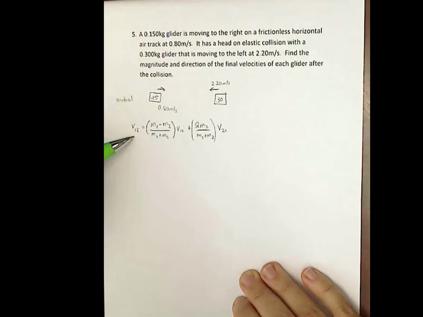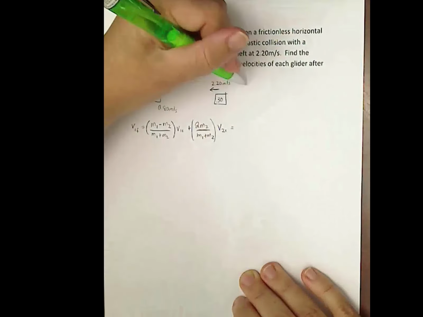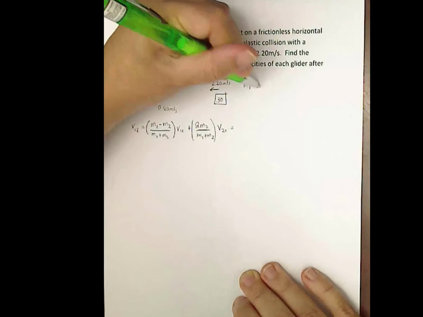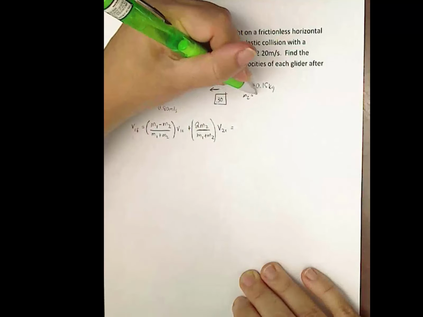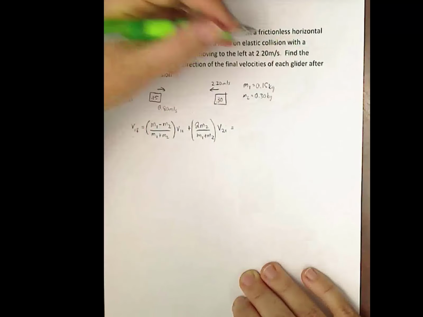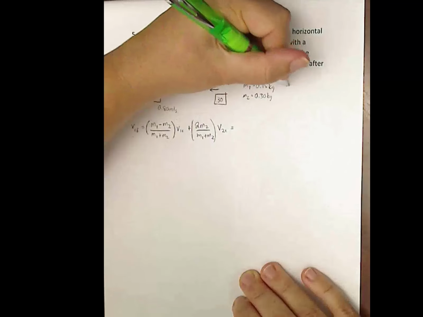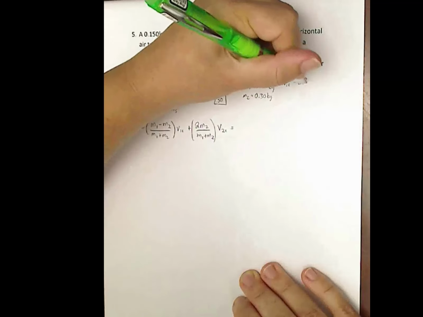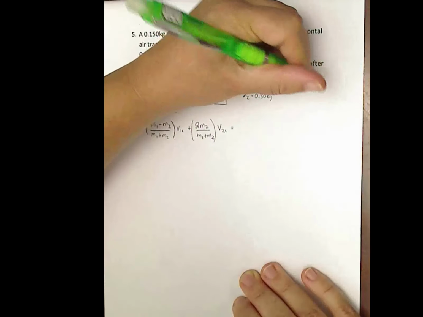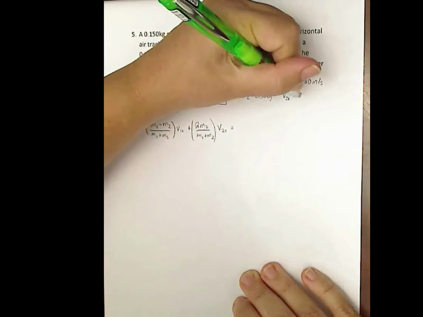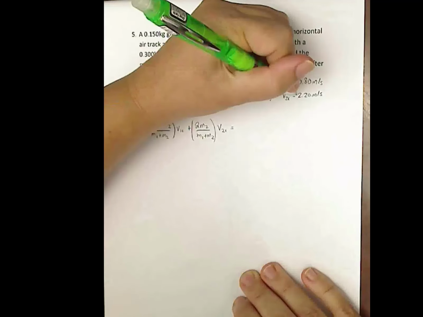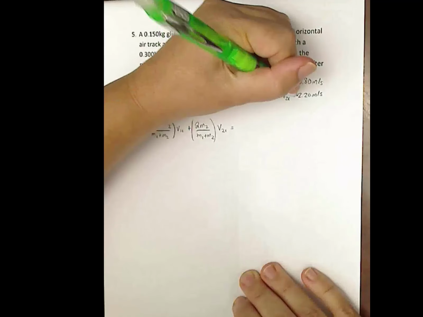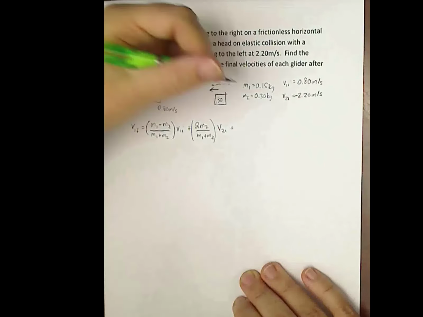Okay, so I want to find V1 final. All I have to do is plug in my numbers. Mass 1 is 0.15 kilograms. Mass 2 is 0.30 kilograms. V1 initial is 0.80 meters per second, and V2 initial is 2.20 meters per second, and it's going to the left, so I'm going to put a negative sign in front of it. Remember, it's very important to get that right. Okay, so just throw in our numbers.